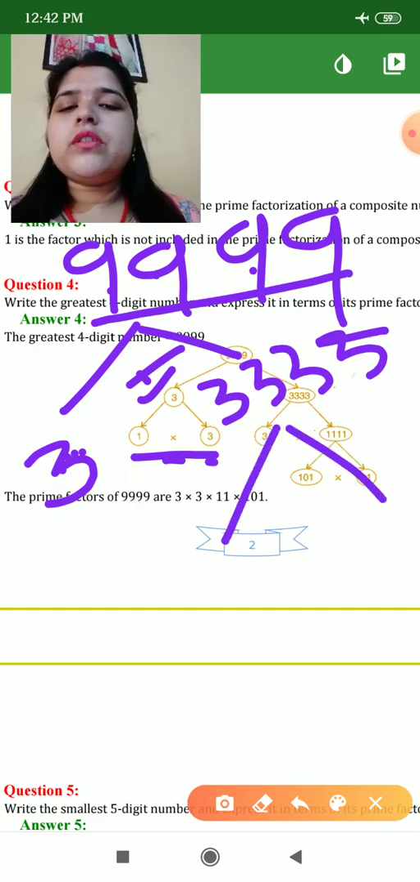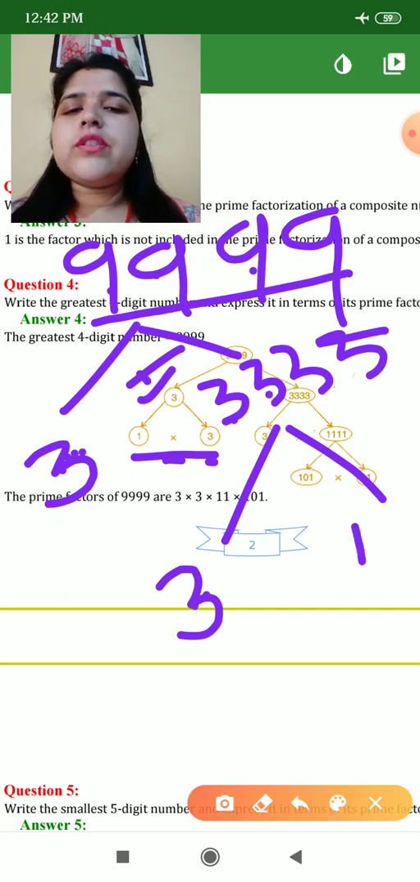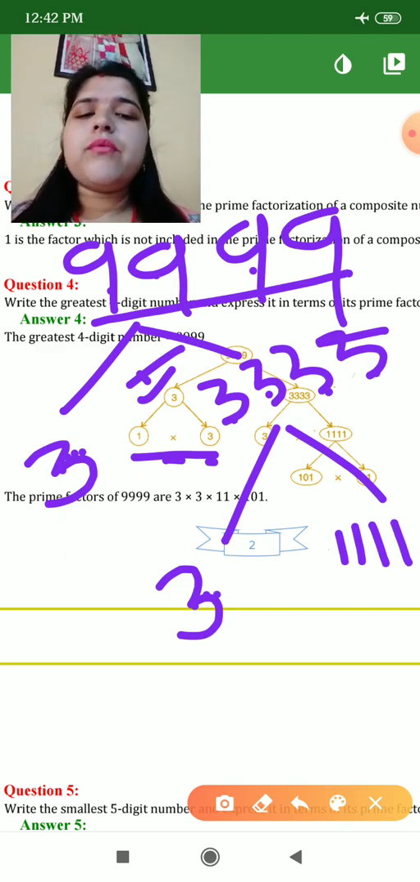Now we have to break this number. Again it will come with 3. Divide by 3. 3 1 ja 3. In the table of 3, how many times does 3 come? 1 time. 3 1 ja 3. What has come? 1. Now it will go in which table?